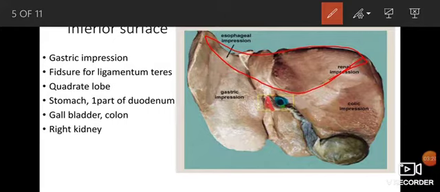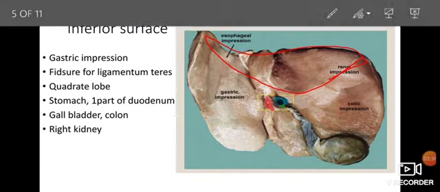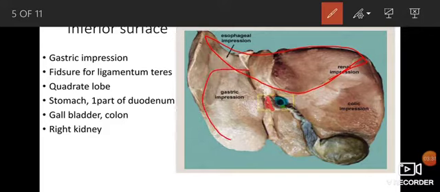The inferior surface first consists of the gastric impression, then the first part of the duodenum, because the stomach is continuous as the duodenum. Then in between there is the ligamentum teres, the space for the ligamentum teres. Then you can see the caudate lobe. Next to the caudate lobe is the gallbladder.